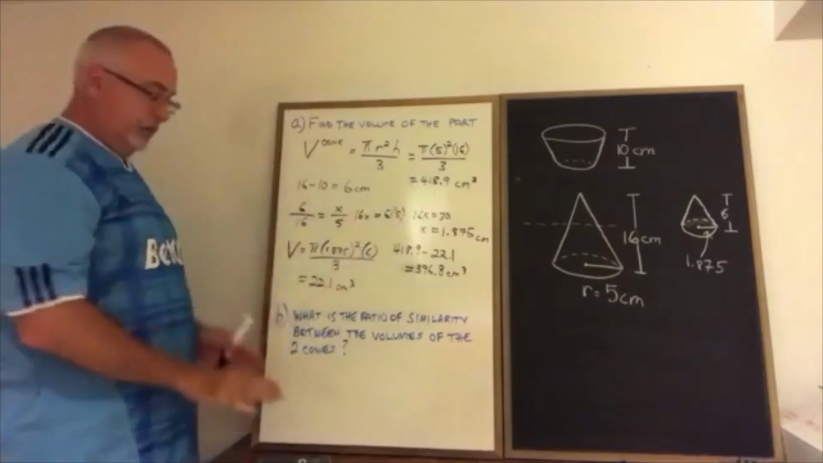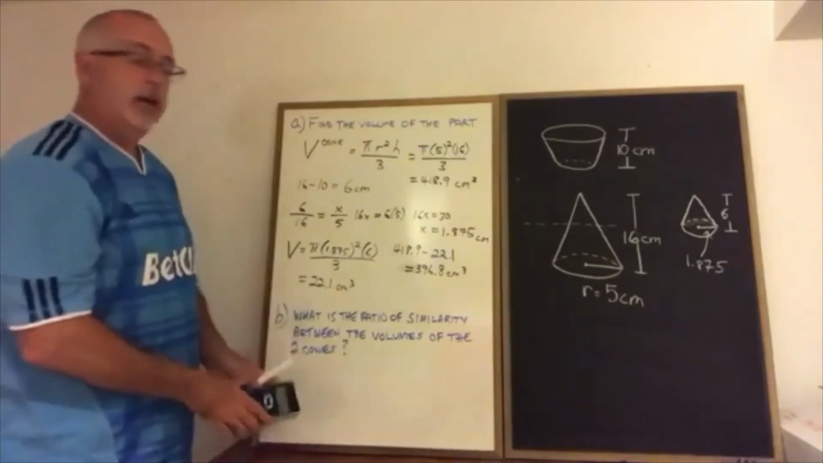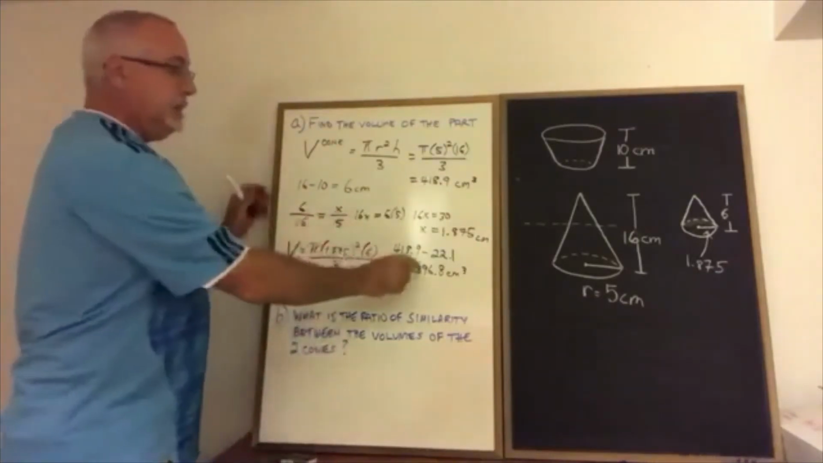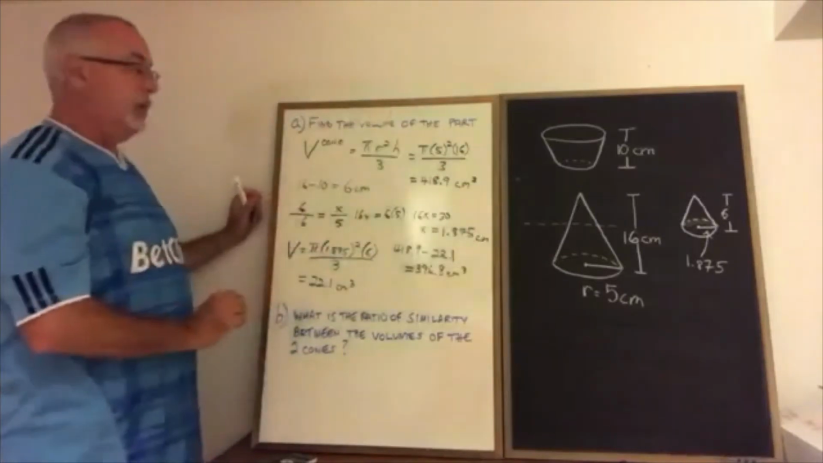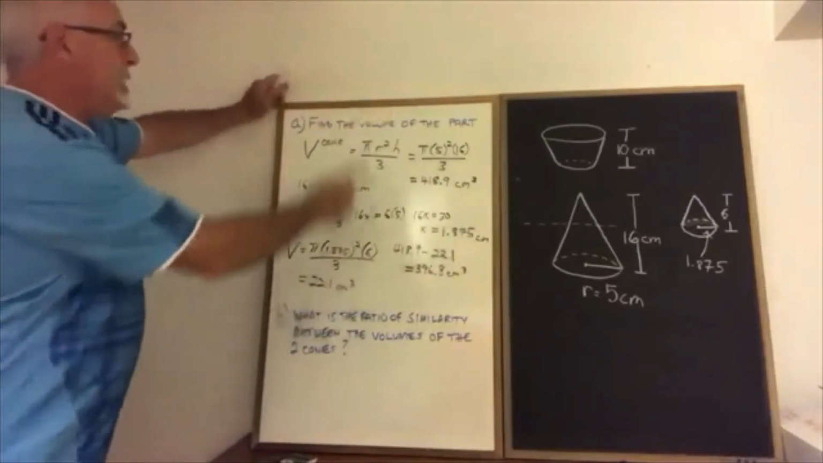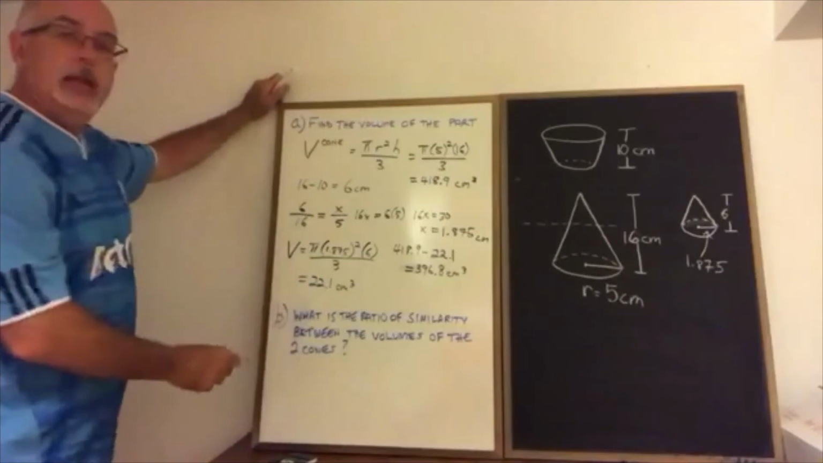Now this is not a perfectly accurate number because I rounded both of these. But if you are careful to use the memory of your calculator to avoid rounding, it's possible to get a perfect answer with the information that we've dealt with. I've answered part A. Now part B.